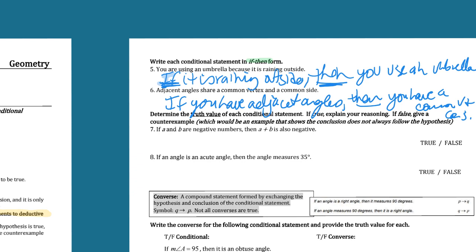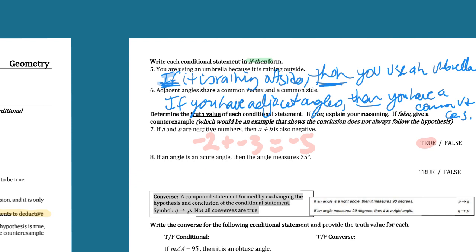Okay, so the next one says, determine the truth value of this conditional or compound sentence. It says take two negative numbers and then add them together till you also get a negative number. I'll pick two. -2 plus -3, hey, that's -5. That's true. Anytime you add two negatives together, you're going to get a negative result. So the answer is, hey, that's true.